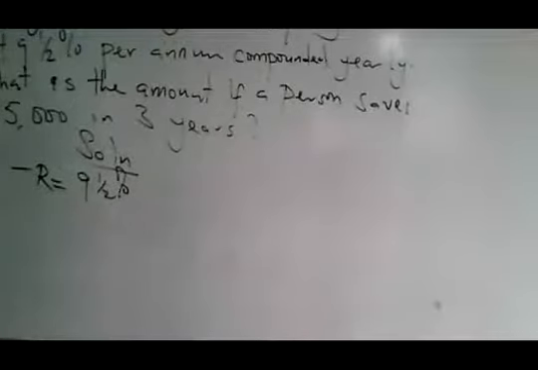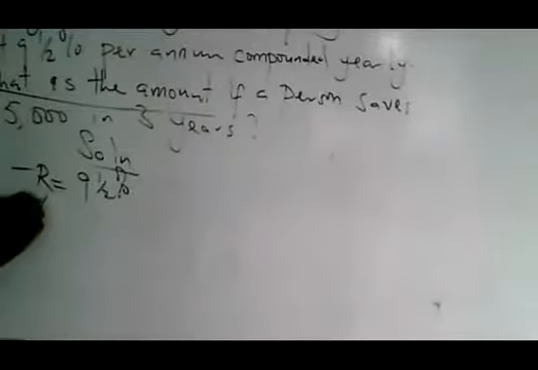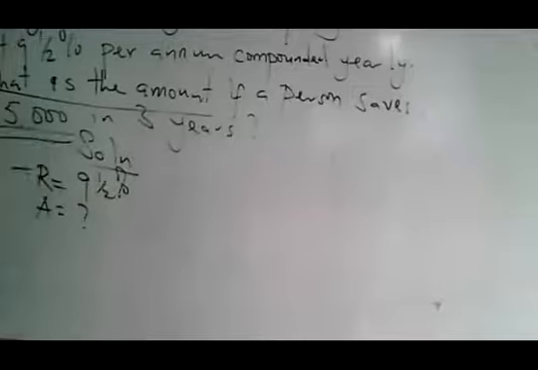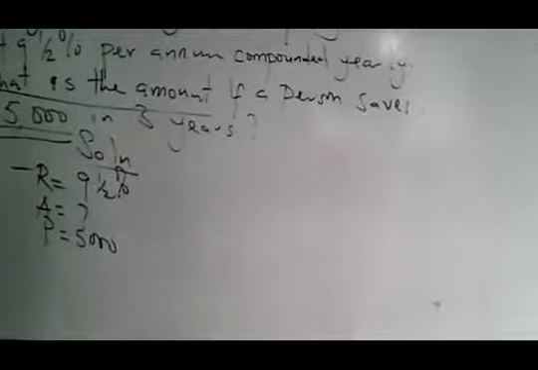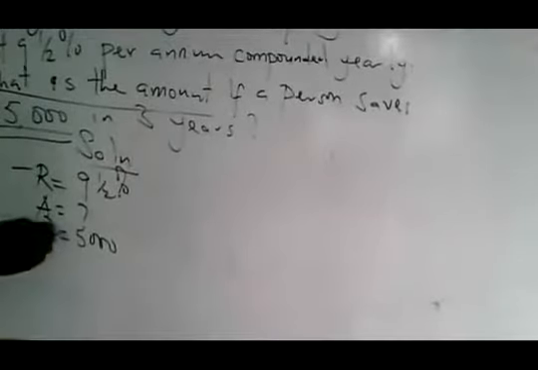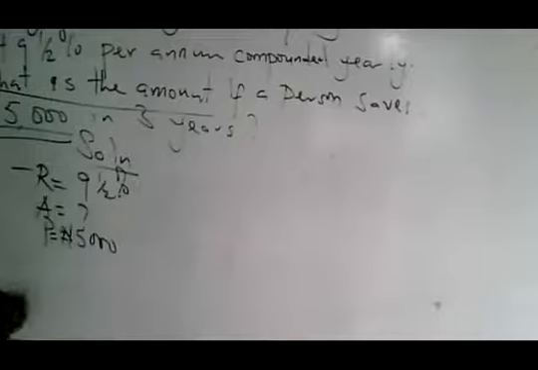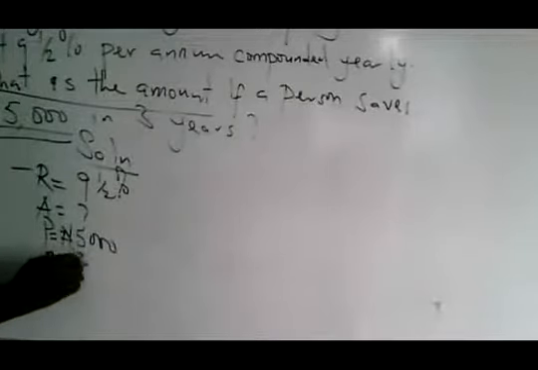And then they said, what is the amount? So you're looking for the amount. And then they said the person saves 5,000 naira, so that means the principal is 5,000 naira. And then your time is 3 years. Those are the parameters you have in this question.